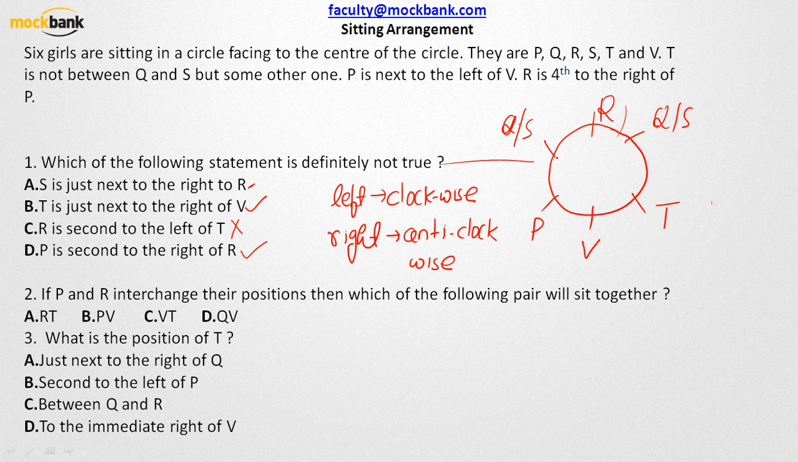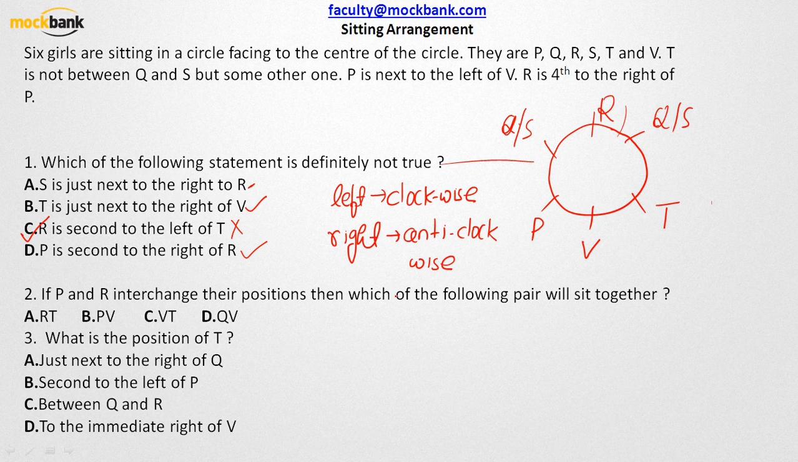Now let us go back to A. S is just next to the right of R. Yes, this could be a possibility, but this information for sure is not true. So what is our answer? C has to be our answer.